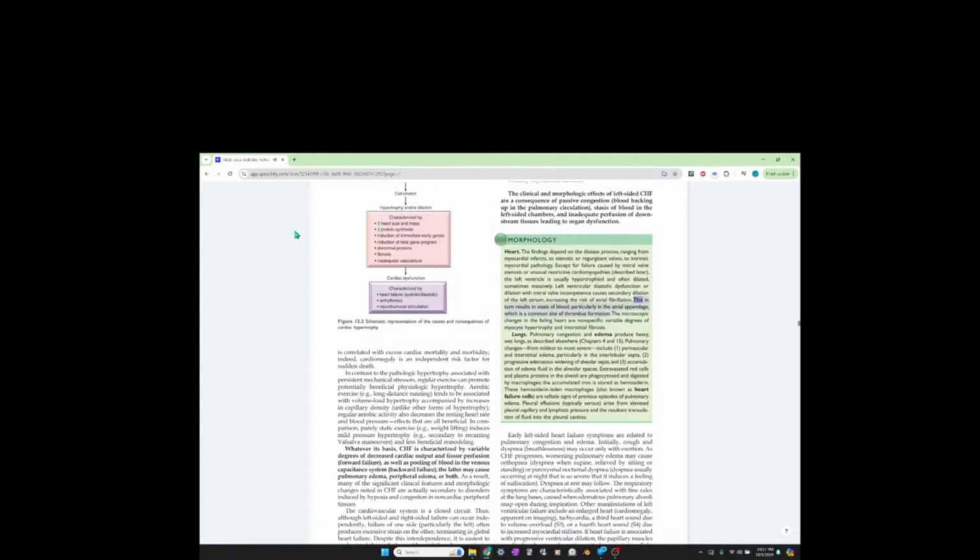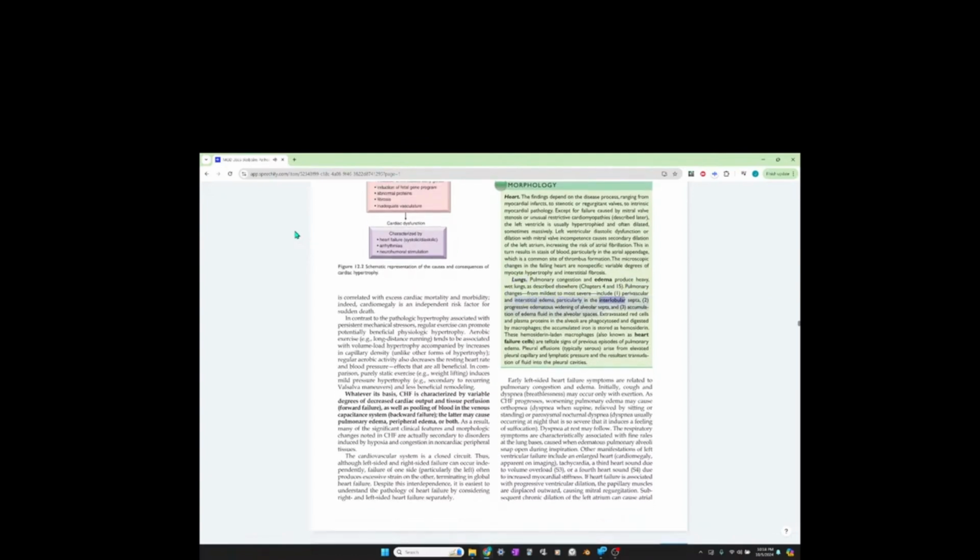Left ventricular diastolic dysfunction or dilation with mitral valve incompetence causes secondary dilation of the left atrium, increasing the risk of atrial fibrillation. This in turn results in stasis of blood, particularly in the atrial appendage, which is a common site of thrombus formation. The microscopic changes in the failing heart are nonspecific: variable degrees of myocyte hypertrophy and interstitial fibrosis. Lungs: pulmonary congestion and edema produce heavy, wet lungs, as described elsewhere.